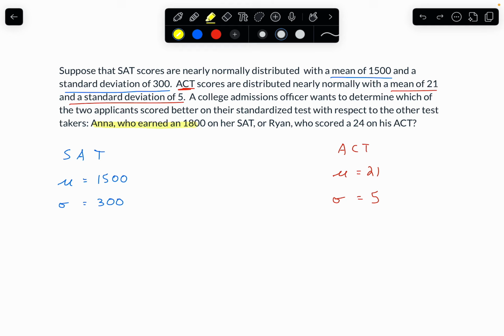We've got Anna, who earned an 1,800 on her SAT, and Ryan, who scored a 24 on his ACT. So we have these two different test scores. These are our observations. These come from the real world. In the z-score formula that we're going to see in a minute, we often use x as the variable for our observation. So Anna scored an 1,800 on her SAT, and Ryan scored a 24 on his ACT. I have these different scores that come from these different distributions. Let's go ahead and find the z-scores corresponding to them so that we can compare.